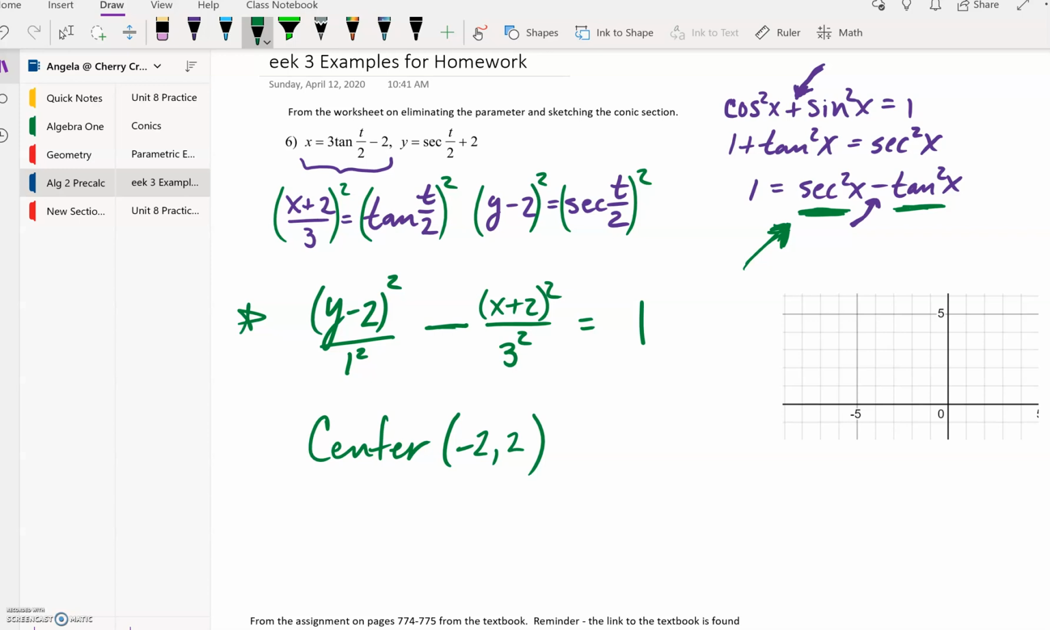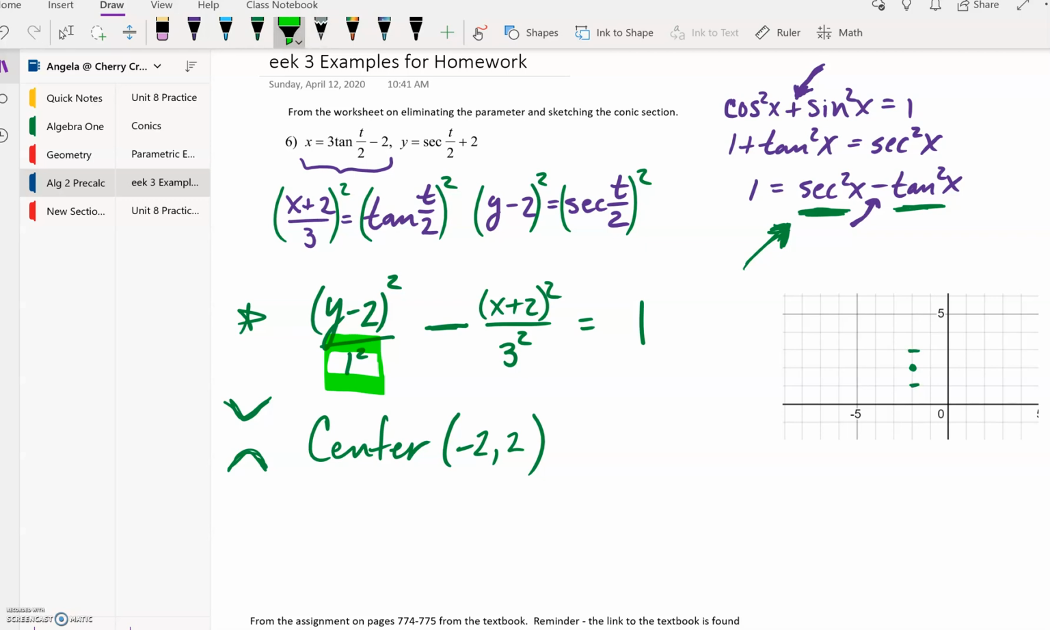And because the x term is negative and the y term is positive, we know that our hyperbola will be opening vertically, right? So it'll be opening in the vertical direction. So we're going to try a little sketch here, okay? All right, so my center is at -2, 2. Here's my center. And because of the 1 squared with the y term, I'm going to be going 1 up and down from that center in the y direction. So I'm going to kind of mark that off.